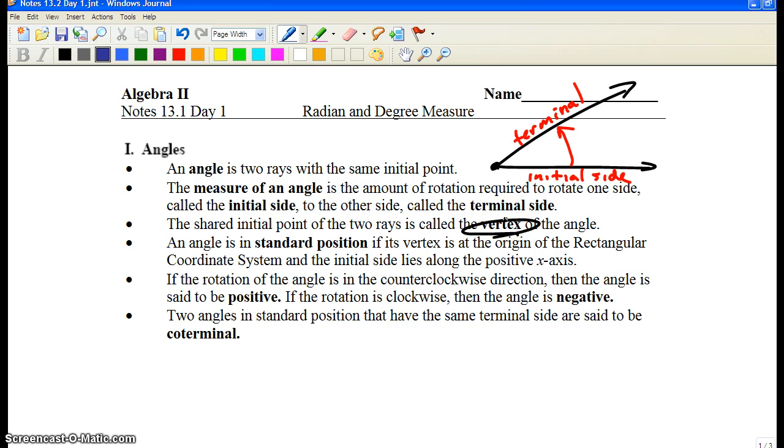Angles in standard position have an initial side that is on the positive x-axis and a vertex at the origin, or a picture that looks like this. This would be an angle in standard form. This would not be an angle in standard form. Make sense? Standard form is just with this initial side right there on the positive x-axis. It looks like that all the time. That's a standard angle form.